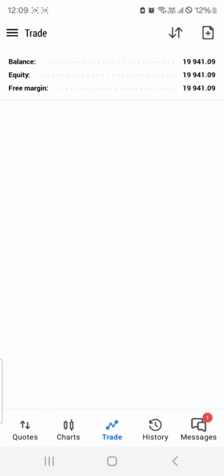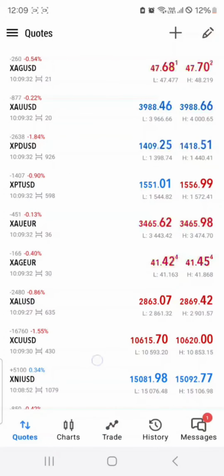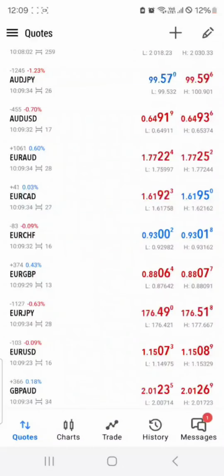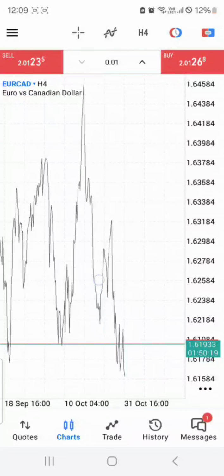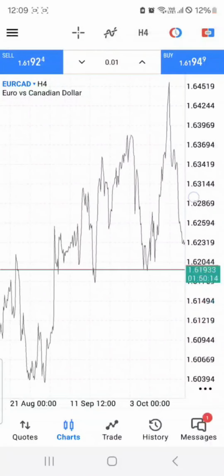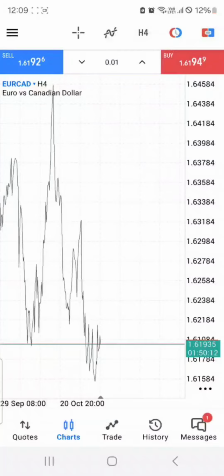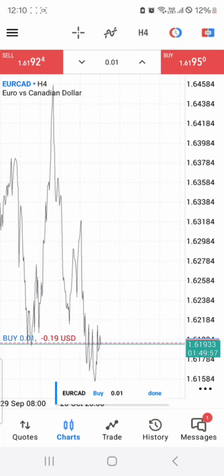So let's go back again. Under codes, we select the graphs we want to trade. If we want to trade Euro AUD, we click Euro AUD, we click chart. It will bring us to the chart. Under the chart, we look at the chart and then we predict where the chart will go. If we're predicting that the chart will go up, we place what you call a buy. So let's say I predicted that this one will go up. I will put a buy and leave it.